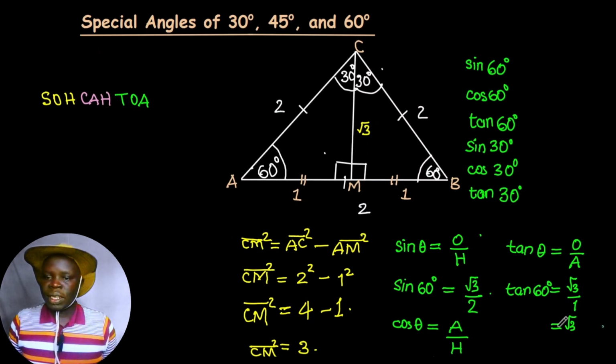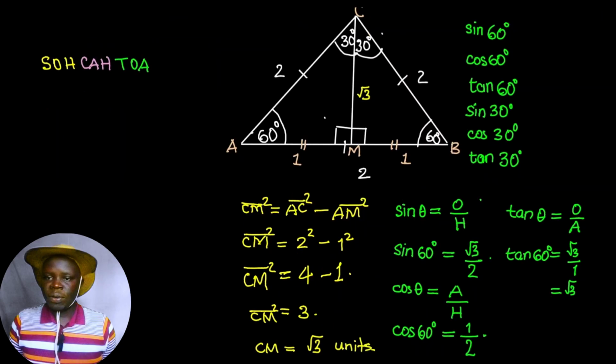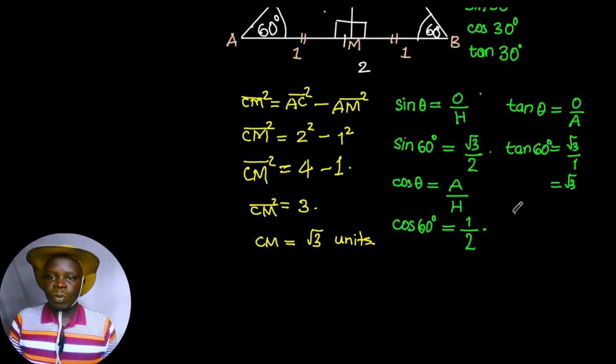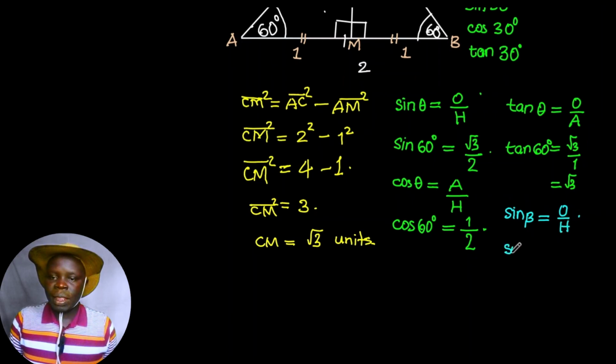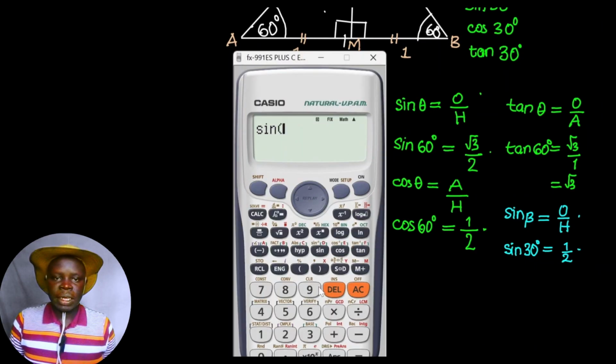We can start with our first ratio, that is sine of 30 degrees. Sine of any angle theta is given by opposite over hypotenuse, and here our theta is 30 degrees. So the opposite is 1 and the hypotenuse is 2, and sine of 30 is 1/2. Again, we can check it on our calculator: sine of 30 equals 1/2, which agrees with what we have there.